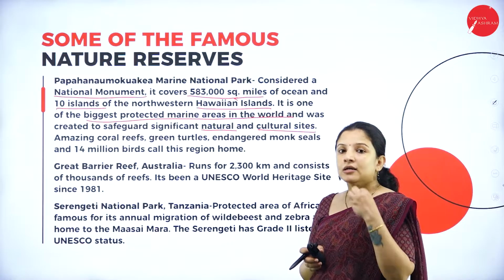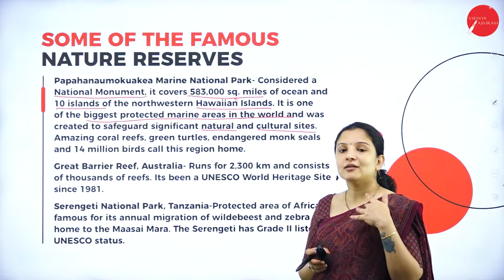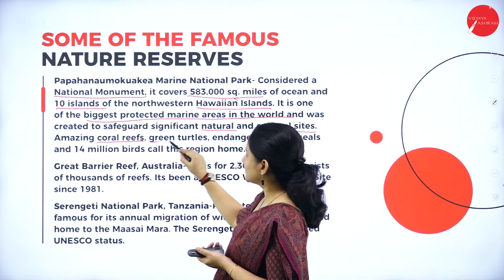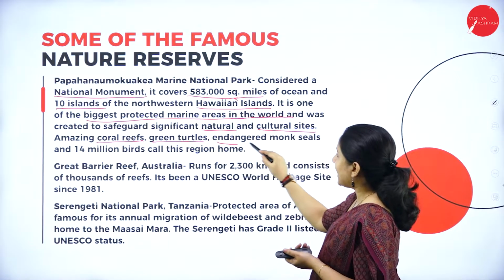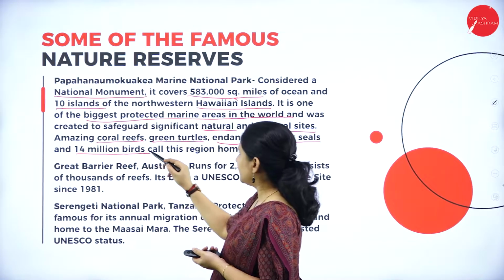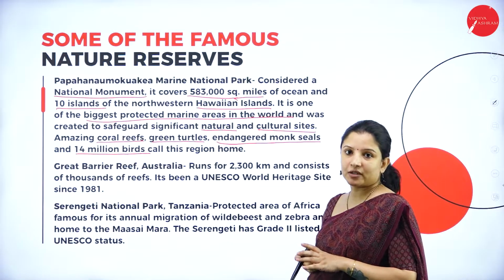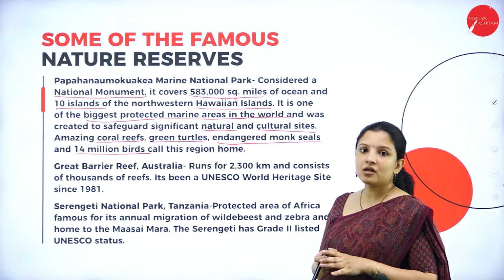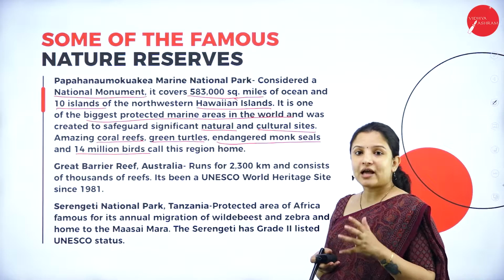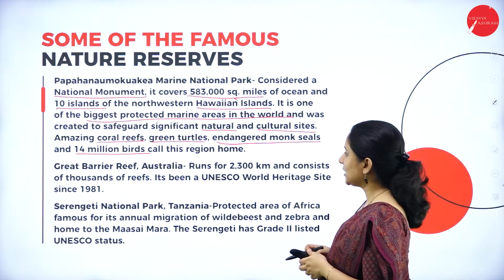Coral reefs are the home for thousands of varieties of organisms which are still not discovered. So it has amazing coral reefs, it has green turtles, it has endangered monk seals, and it has about 14 million birds in this particular region. Imagine 14 million birds in this particular region. Therefore, it is one of the important nature reserves, and it is called a national monument because it is protected. No changes have been made there.